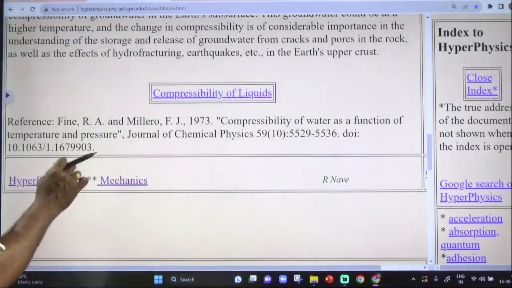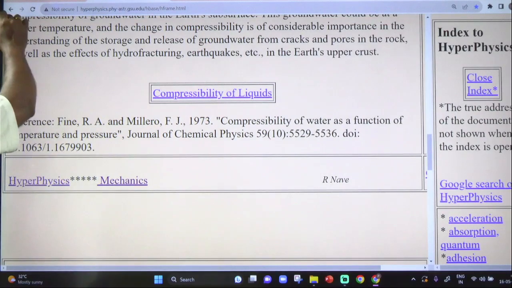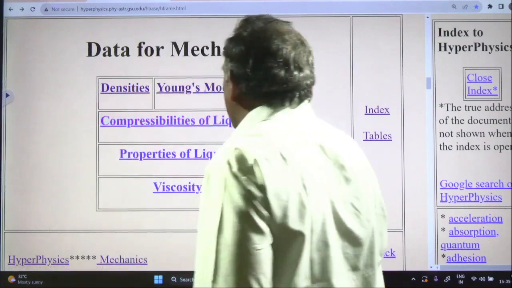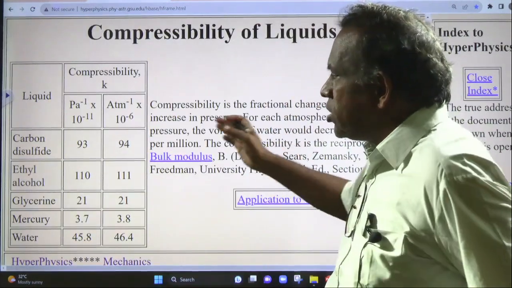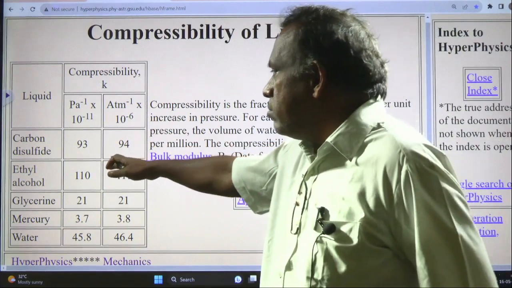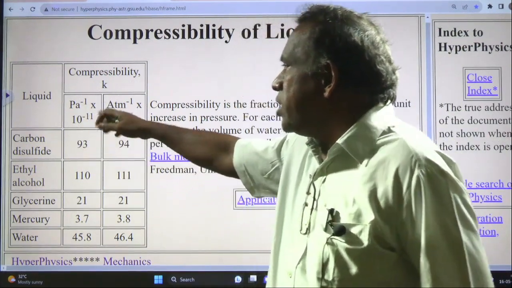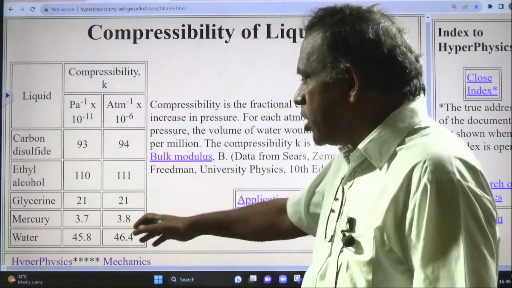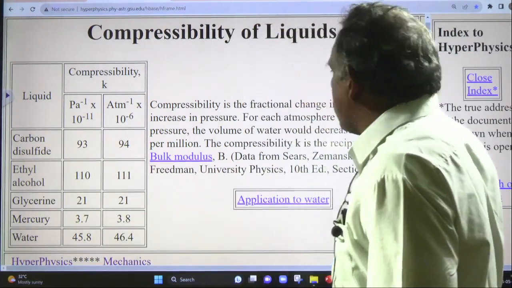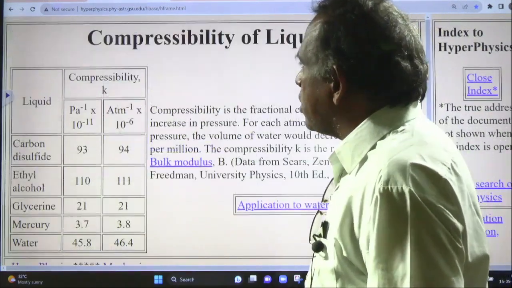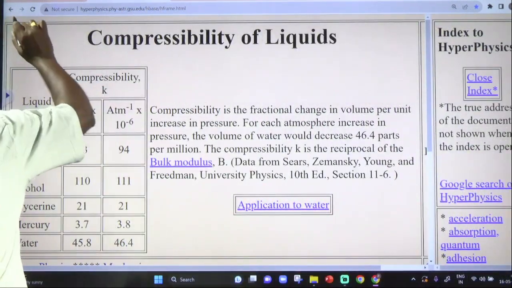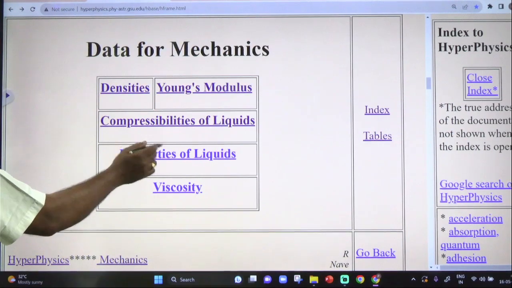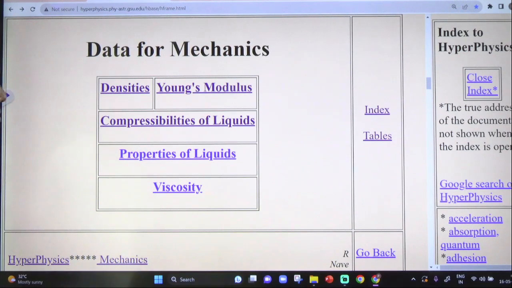Sometimes in problems they will give all these things. We should not get confused about what all these are. Similarly, compressibilities of liquids. There are compressibility constants. Compressibility 93 into 10 power minus 11, 1 by Pascal, that is the compressibility of carbon disulfide. Water 45.8. Like this, there are different compressibility constants in mechanics. In mechanics, these are the constants, properties of liquids, viscosity, all these are in the index tables.